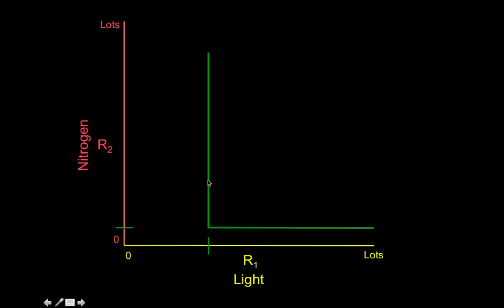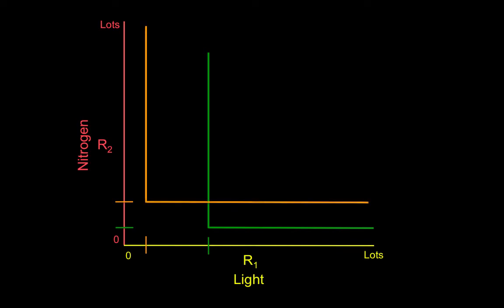In the same way, we can imagine another species that is not very limited by light. It's a good competitor for light, but it needs a lot of nitrogen. And so this is the zero net growth isocline of this species. It is most limited now by nitrogen supply, not by light supply. It can survive on relatively low amounts of light. Well, these two species can coexist in a competition sort of way because they have different resource needs.